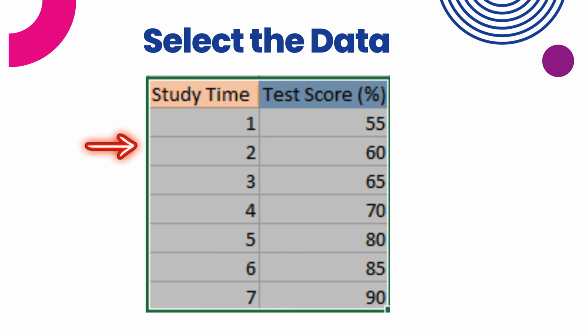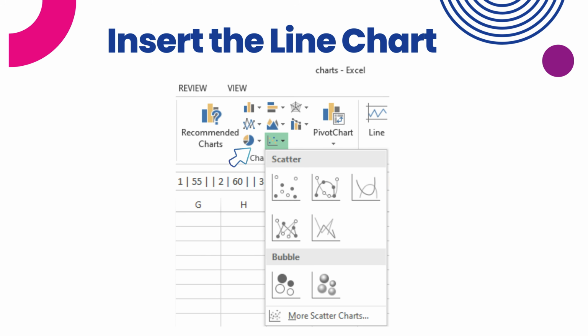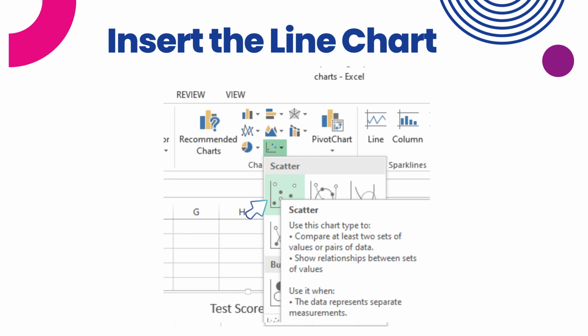Highlight the range from A1 to B8, including the headers, Study Time and Test Score. Click on the Insert tab in the top menu. In the Charts group, click on the scatter plot icon. It looks like dots on a graph. Choose the first option, Scatter.